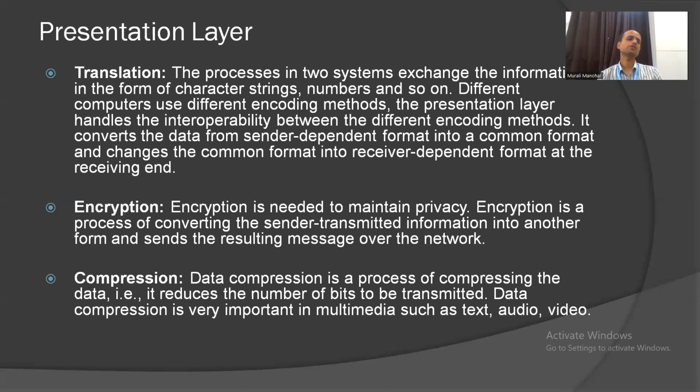So these three important features, translation, encryption, and compression, are done at the presentation layer. This is enough for the presentation layer.